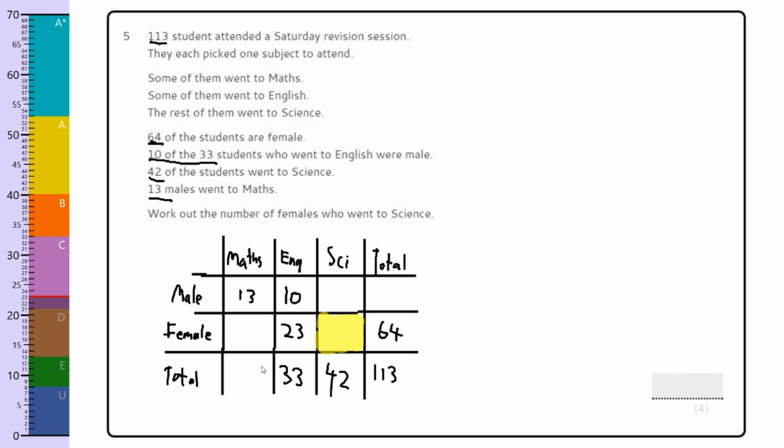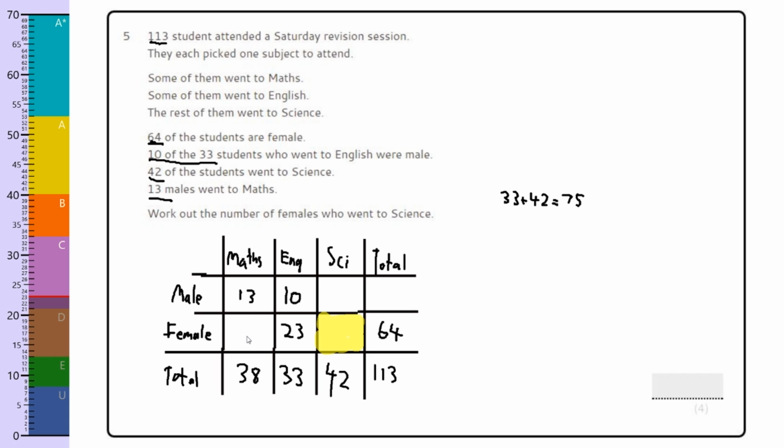Looking at this, I can work out the total who went to maths. So it's going to be, let's do 33 plus 42, which is going to be 75. Then what do I add to 75 to get to 113? Well, I add 25 to get to 100, and then 13 to get to 113. So that's going to be 38. So that's going to be 38 there.